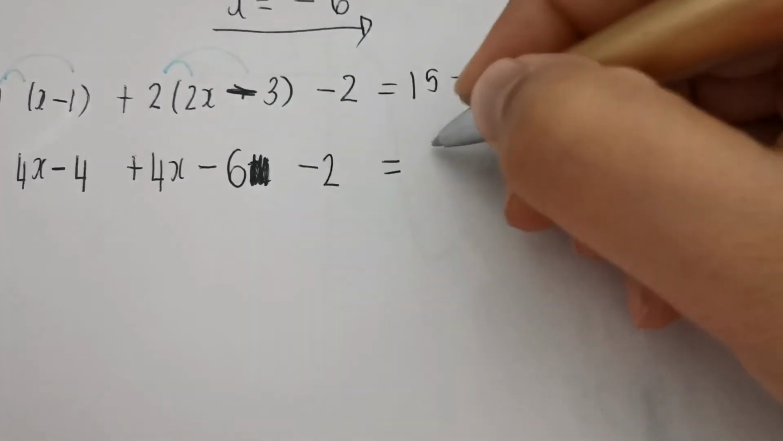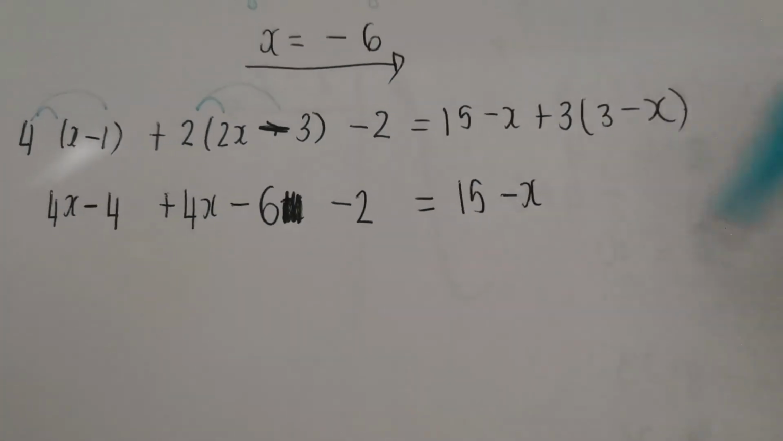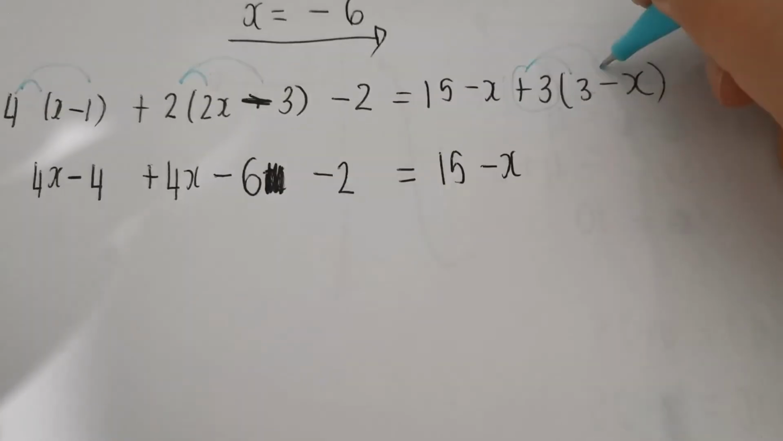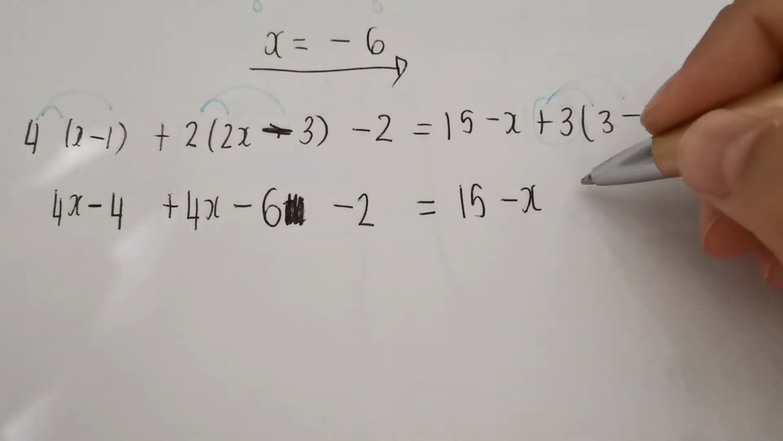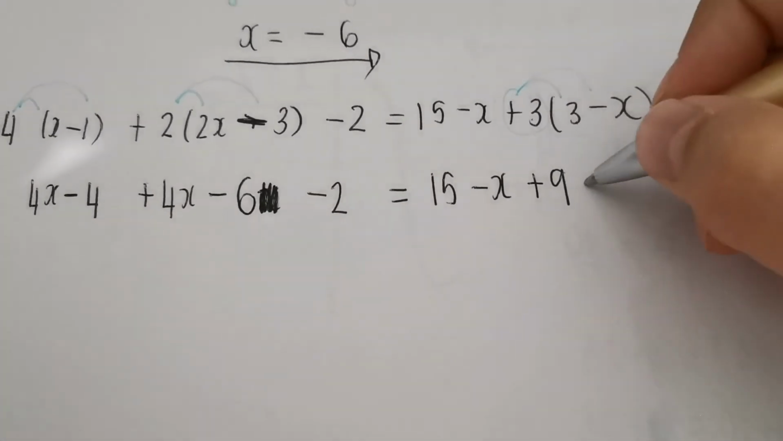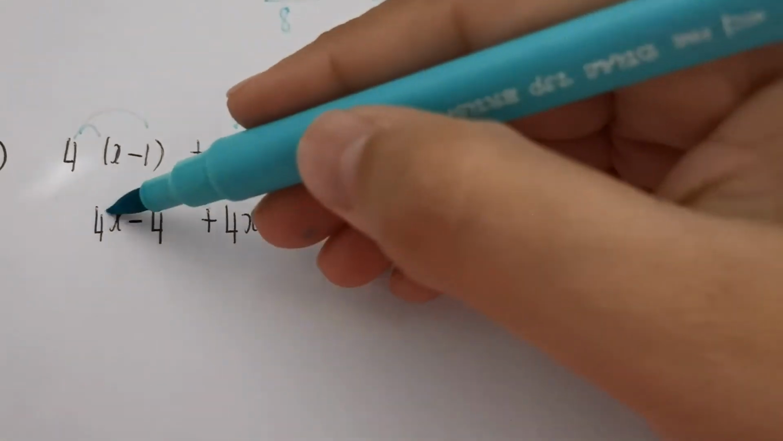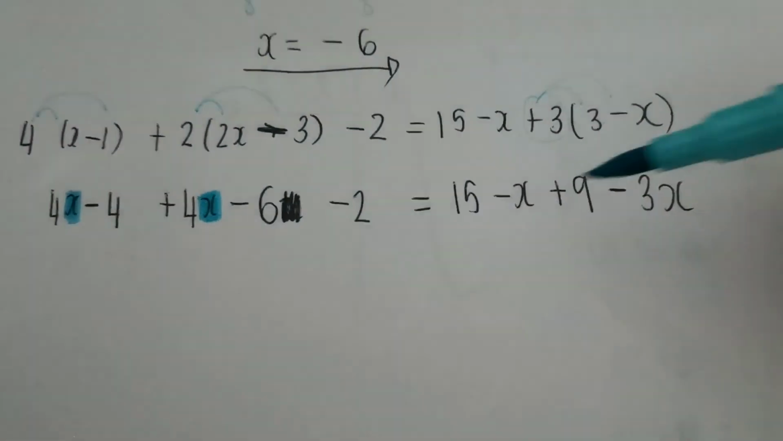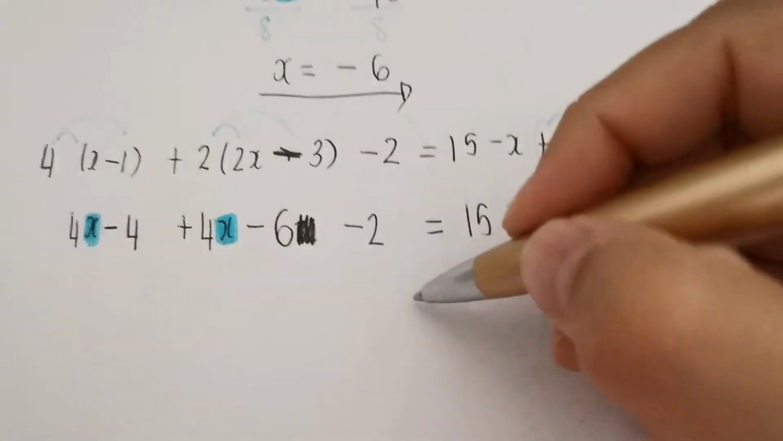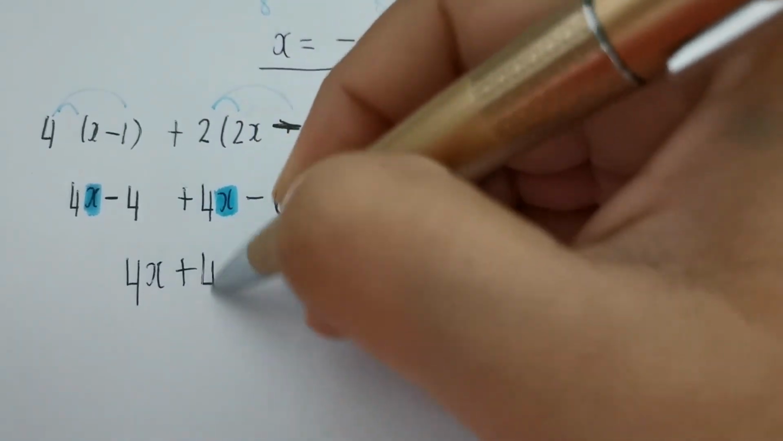Okay, I'm multiplying into the bracket. 2 times 2 is 4x. 2 times negative 3, negative 6. Oh, not x. Made a mistake. Okay. Then there's the minus 2. 15 minus x. You see how the plus 3 is joined here. So this whole thing multiplied by that and by that, giving me 3 times 3. 3 times negative x, negative 3x.